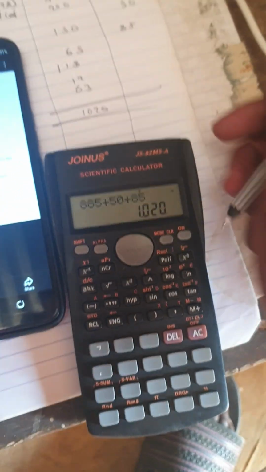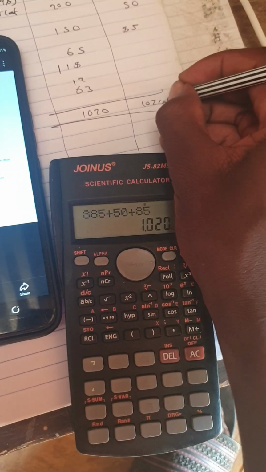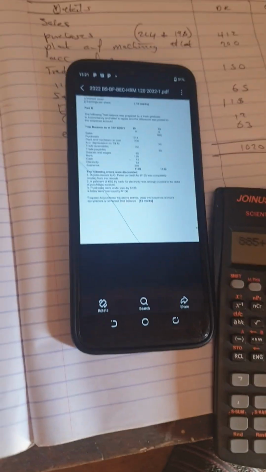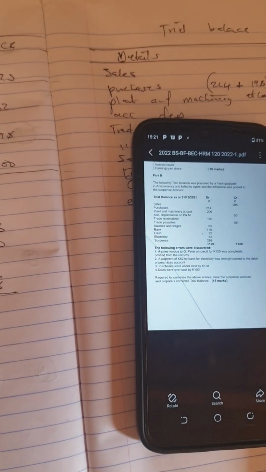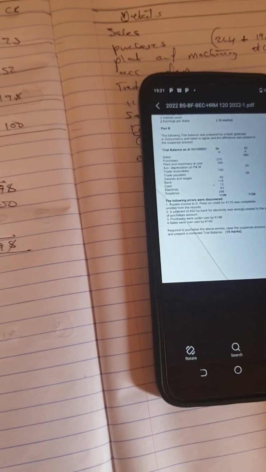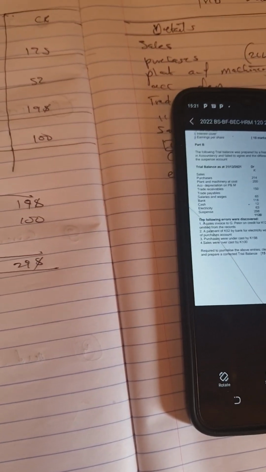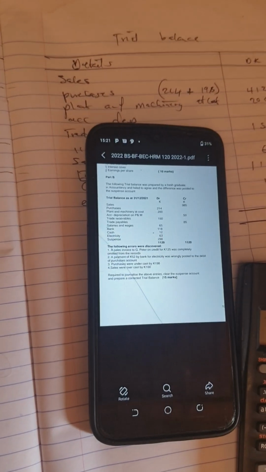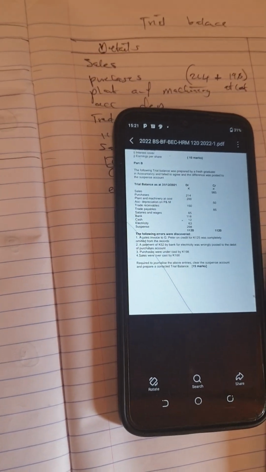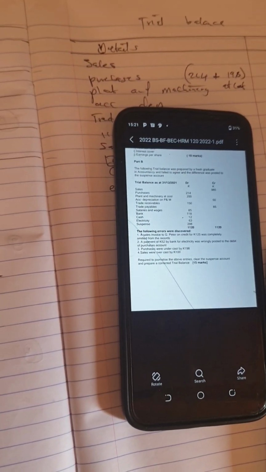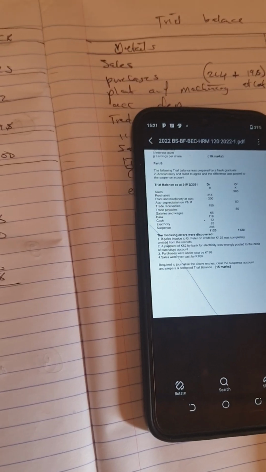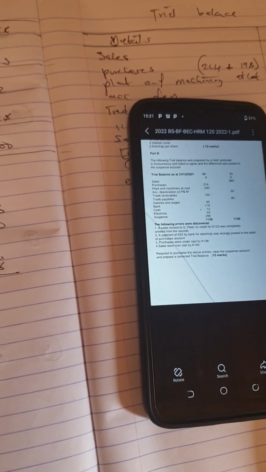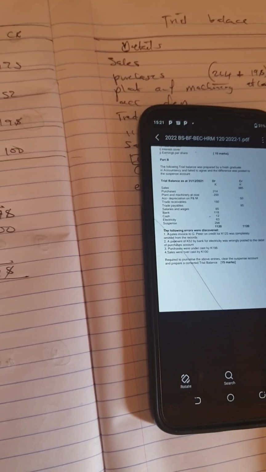So we have 1020, and that is the last part of the 2022 paper. So we are done with 2022. Next in the video we're going to have our 2024 paper, or if the 2023 paper is there also, we're going to do the 2023 paper, then remain with 2024, which I may upload tomorrow morning.